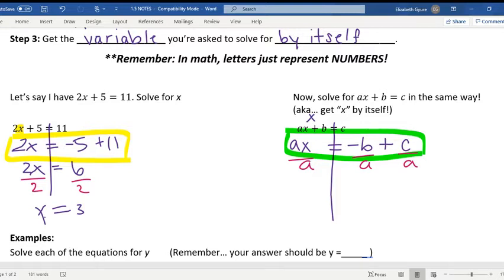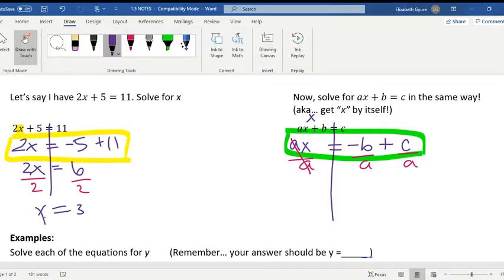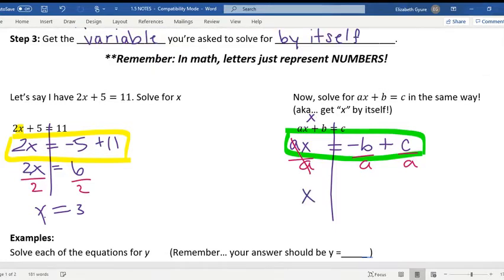Again, if you divide the left, you got to divide the right. All right, so now over here, my a's will cancel. And then you're actually done, guys. You just have to drop it back down. X equals, if you have a b with an a, can you combine those? No, they're different letters. Leave it as negative b over a.